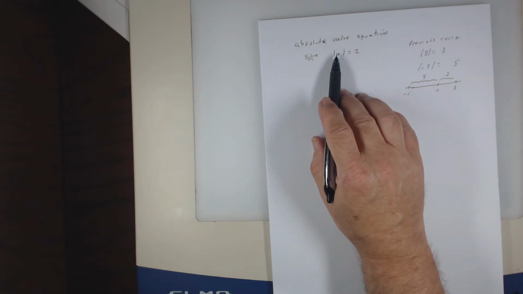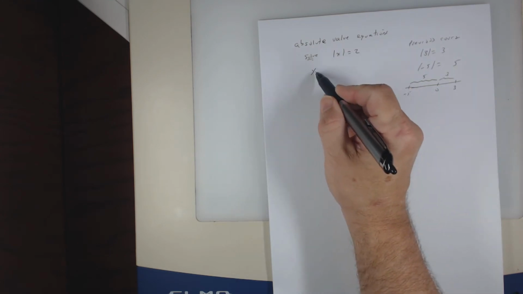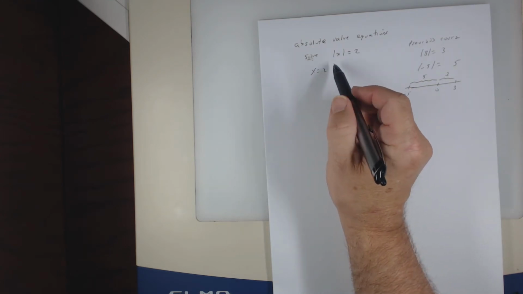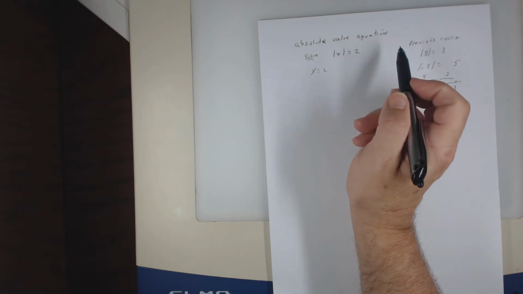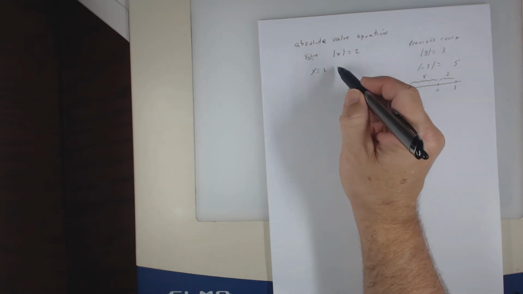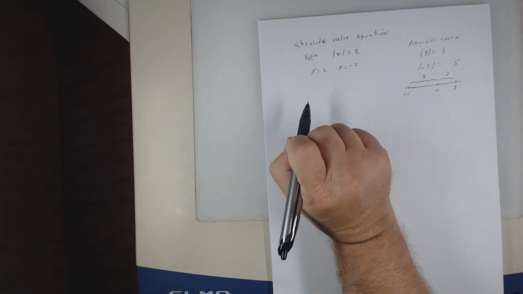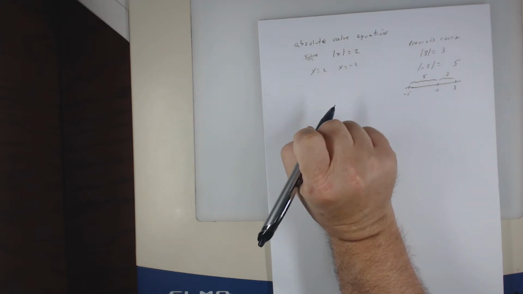All right, so let's think about this. The absolute value of what number is 2? 2. Okay, x equal 2 works. I agree with that. Because if I plug it back in, what's the absolute value of 2? 2, and 2 equals 2. Okay, is there another one? -2. Okay, so x equals -2. -2 works as well, because the absolute value of -2 is also 2.